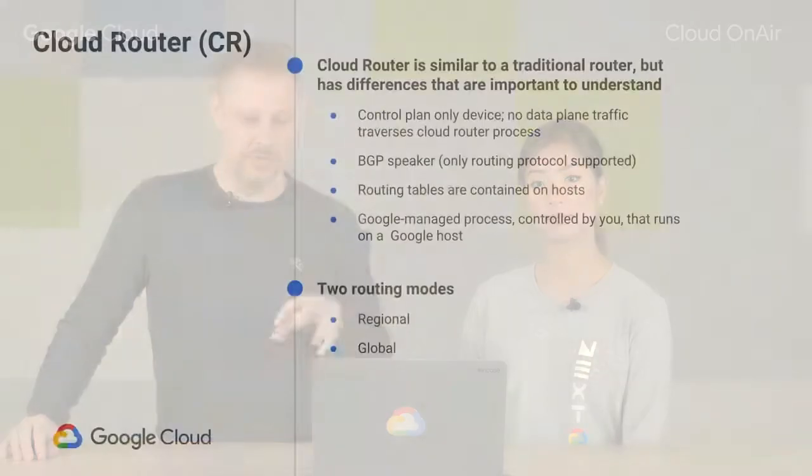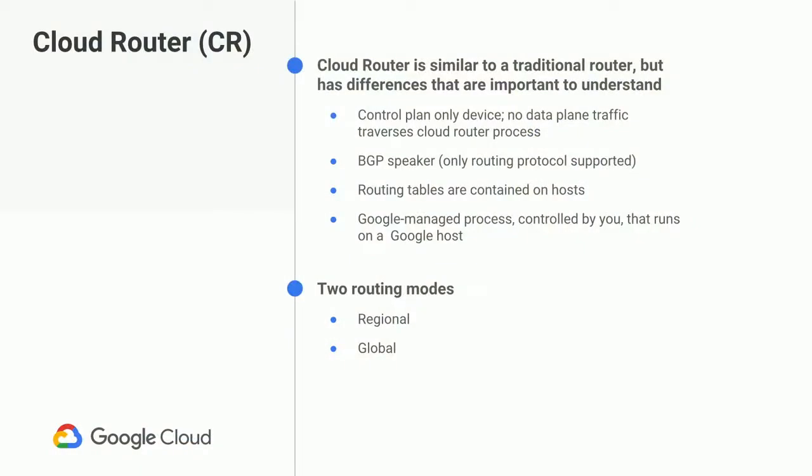A big part of understanding dynamic routing within the cloud environment is understanding the cloud router. A cloud router is in a lot of ways very similar to a traditional router that you would have in your on-prem environment. But there are some fundamental differences, which I want to make sure you really understand. In a typical data center environment, your router is going to be a big piece of sheet metal with dual power supplies. It performs two real functions.